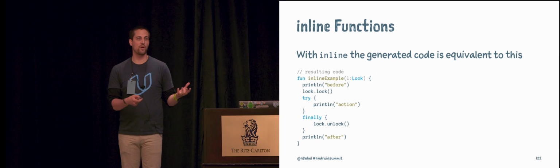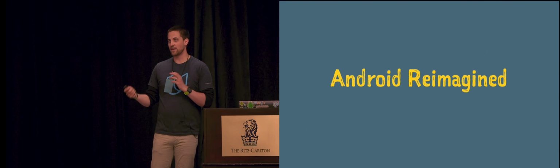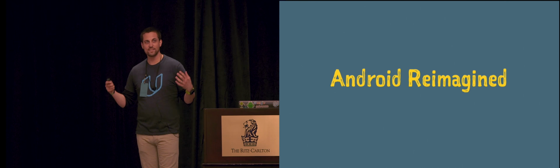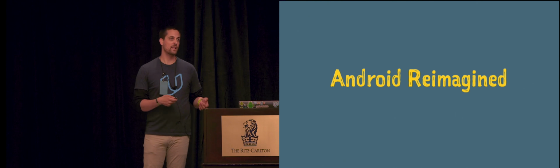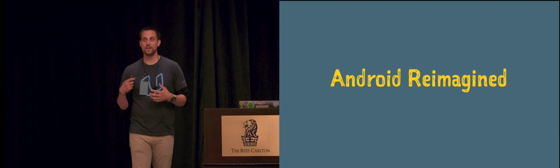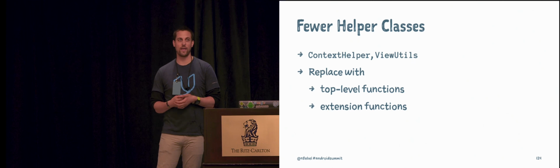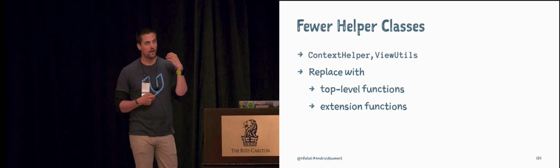So we've gone through all of that. We've seen a lot of the ways that this is convenient, how it's flexible, lets us do some cool things. Like why does this matter for us as Android developers? And I think that because of all this flexibility, it kind of lets us reimagine how we think about building our apps. So we've seen a couple examples already. You can replace things like view utils, context utils. You can have extension functions for that, top-level functions for that. You don't have to have these extra classes.